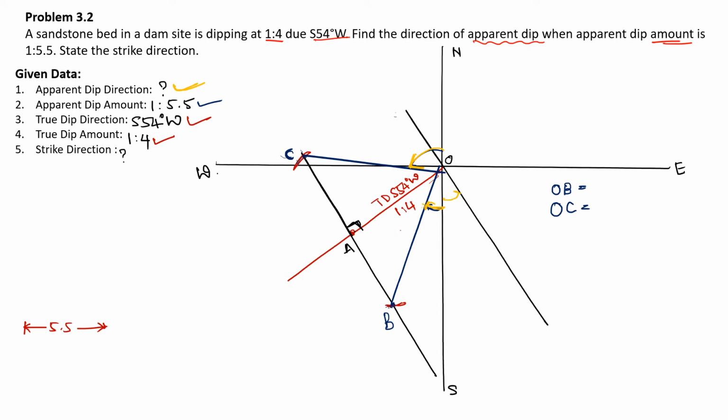So measure this angle and this angle, in dark red, maroon color. This angle and this angle you measure, you will get the strike direction also. Okay, so this is how you need to complete this problem. You solve this and give me the answer for it.